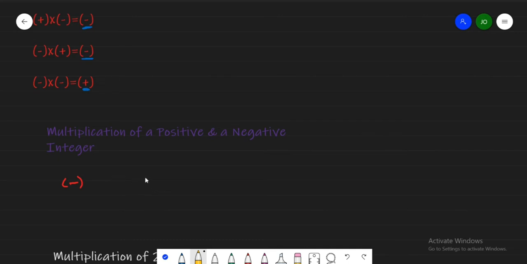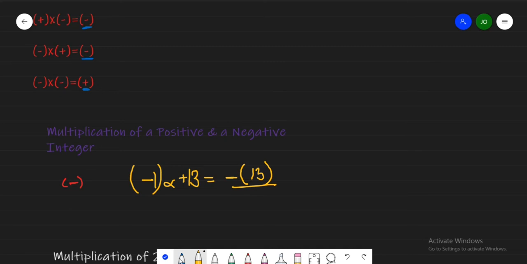Let's take an example. Let's multiply -1 to +13. When we multiply -1 to +13, this is minus and this is plus, so minus and plus will become minus, so we will put minus before our answer. Then we will multiply these two numbers as whole numbers. So 1 into 13 is 13, so we get the answer as -13.